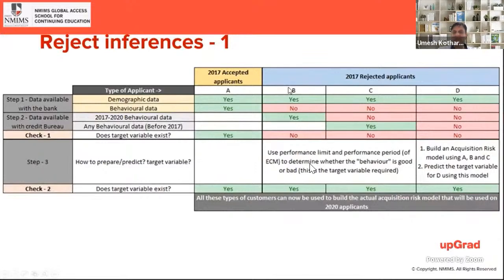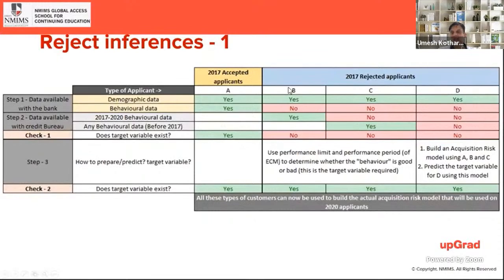In the case of segment B and C, they use performance limit and performance period from existing customer management to determine whether the behavior is good or bad. So they looked at this information from whatever sources, current, previous, to be able to know whether the customer behavior is a good behavior or a bad behavior. And that's how they came up with the target variable to identify whether it's a fraud or a non-fraud portfolio, or a risk or a non-risk portfolio of customers.